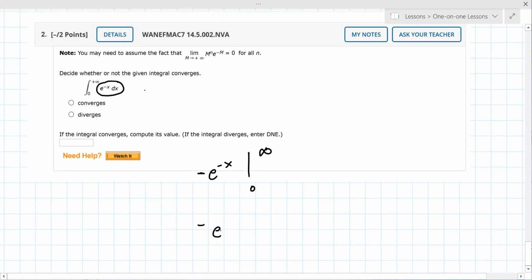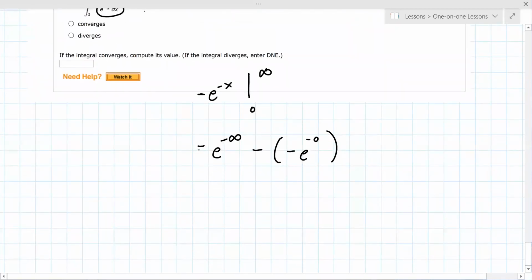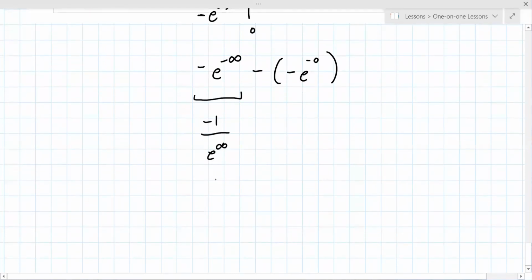So this becomes minus e to the minus infinity minus minus e to the minus 0. So this is minus e to the minus infinity. Another way to write this is minus 1 over e to the infinity. e to the infinity is really large, so minus 1 over a really large number is 0. Here, this becomes plus e to the minus 0, which is effectively e to the 0, and e to the 0 is 1. So this thing equals 1, and it does converge.